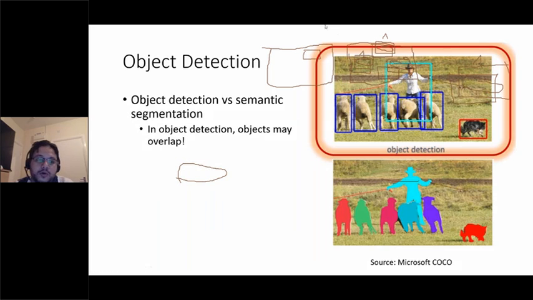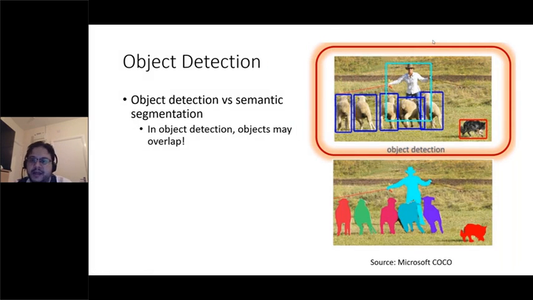Great. So now let's have a look at some algorithms for object detection. These algorithms can be very deep, and they probably need one session each. So we're going to just have a quick look at how they work. But first, let's have a look at the difference between object detection and semantic segmentation.